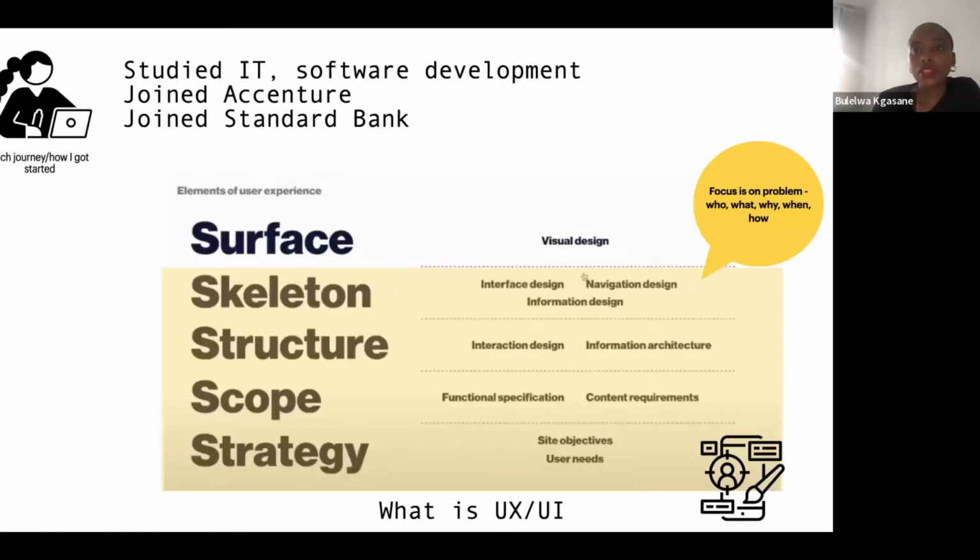And then just to give almost an indication of what I do, I just put up this slide. So like I mentioned earlier, I studied IT and majored in software development. And then as a start to my career, I joined Accenture as a software developer. But not long after, I was actually poached by my then manager to come and join Standard Bank as a UX designer.